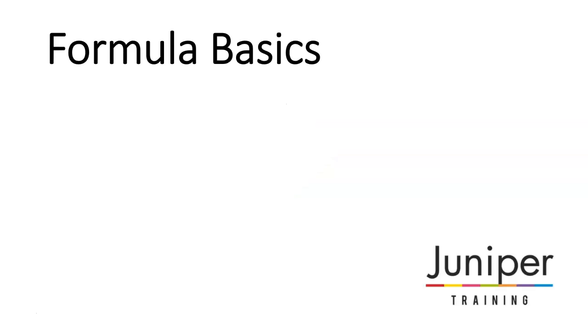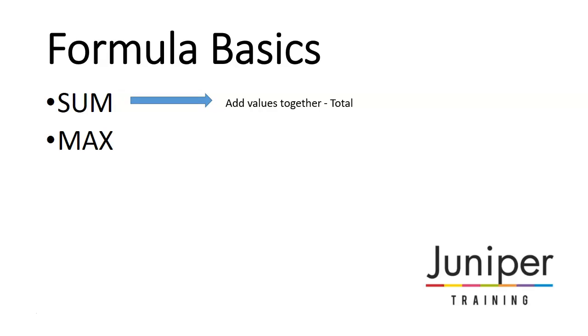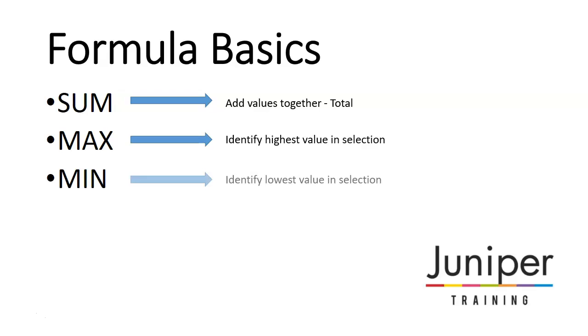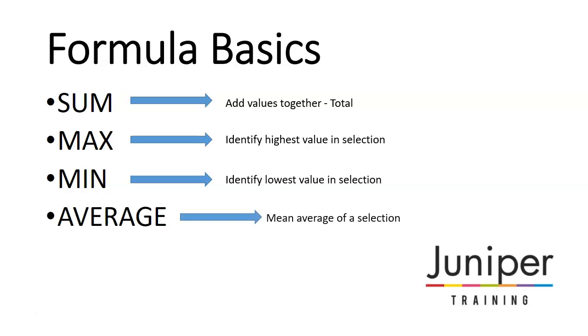Basic formulas that are quite good to know in Excel: the sum formula. This is a formula that adds values together, often phrased in questions as total. The max formula identifies the highest value in a cell selection. Min, which is the opposite, identifies the lowest value. Average runs what we'd call a mean average, if we're studying maths, of a selection. And then the key operations, so the symbols that you need to run: addition, subtraction, multiplication and division.